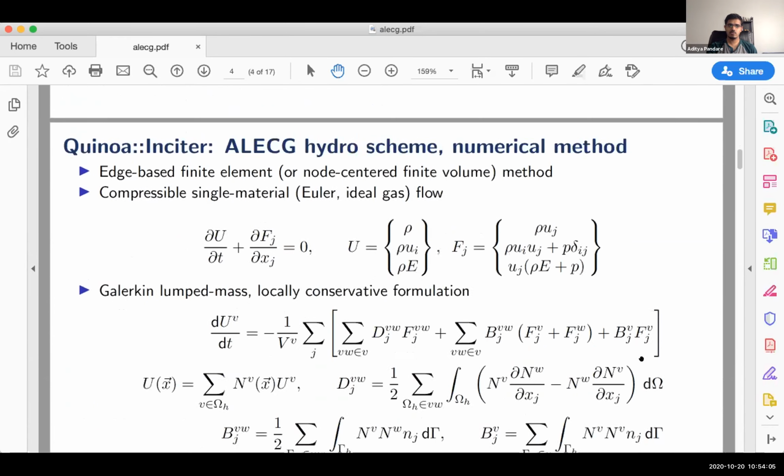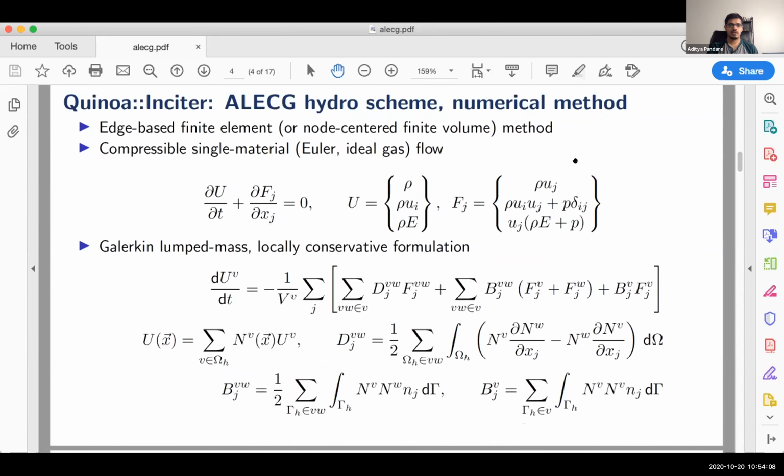So moving on, I would like to talk a little bit about the numerical method that we are using here. The first set of equations here is the ideal gas dynamic equations, that is the Euler equations, and we are talking only about single material flows in this presentation. The numerical method that we are using is an edge-based finite element method, which is basically the same as a nodal finite element method, but the computations are cast in an edge-based way, which then makes it very similar to a node-centered finite volume method, which is very well known in the aerodynamics community.